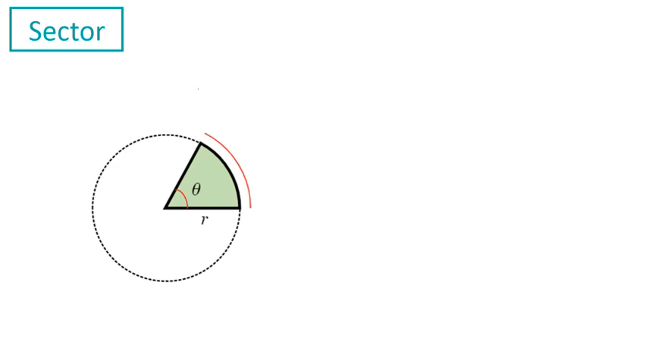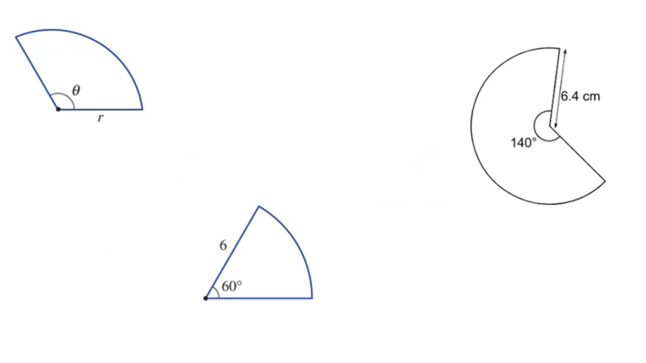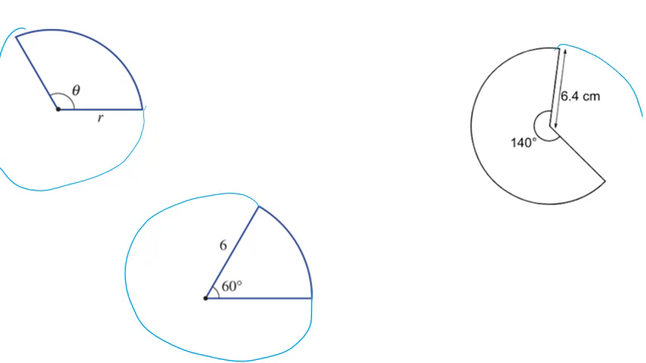This is something you might not have seen before. A sector is part of a circle. You see here, this is part of a circle. So when it's drawn, it will look something like this. These are all images of sectors. So you can see that they're all part of a circle. Like this could be the circle going around, this here, and this here.